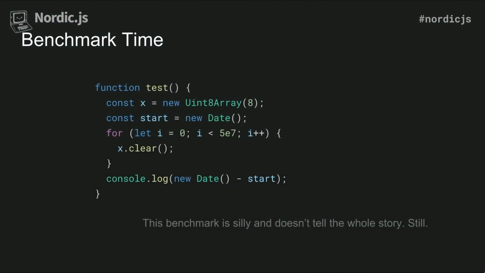So we're going to run this through a benchmark. This is a really terrible benchmark. Basically, it just creates a typed array, and then it calls clear on it 50 million times. There's no point in doing that, obviously, because the typed array starts filled with zeros anyway. But trust me, we don't optimize this out. JavaScript makes it so you can't actually do that. So the benchmark's not particularly meaningful, but it will test our implementation.